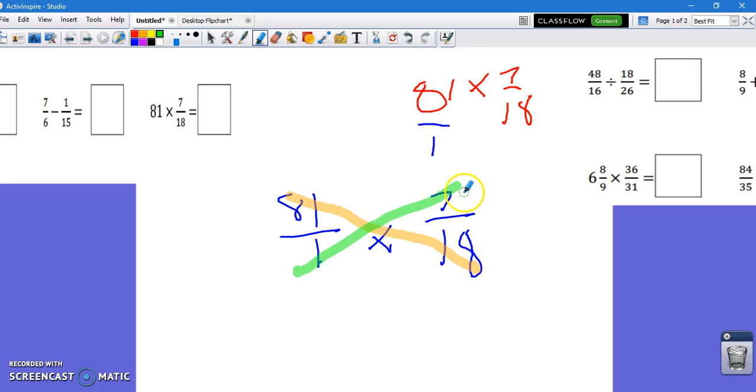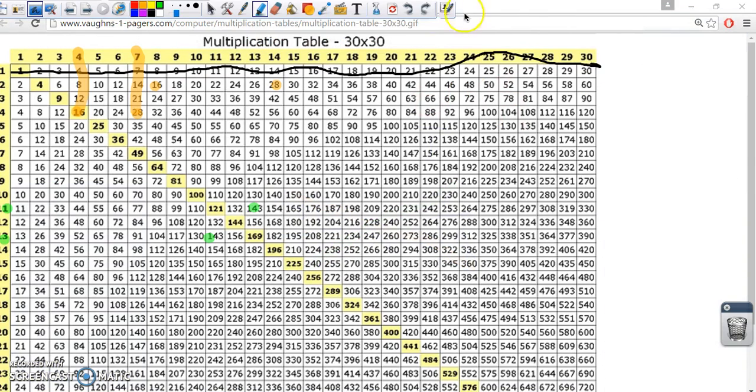Now, if you're looking at the green line, 1 and 7 are not going to reduce. Whenever you have a 1 with another number, it's already reduced as much as it possibly can go. But I might be able to find an 81 and an 18 in the same column or the same row. So let's see if I can find that, okay? So again, I'm looking for an 81 and an 18.